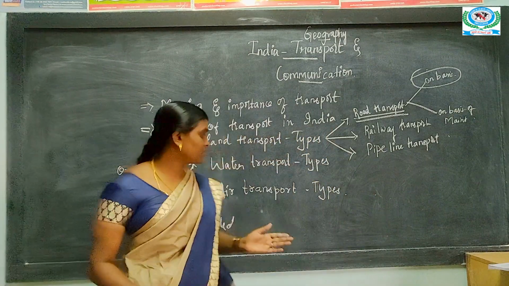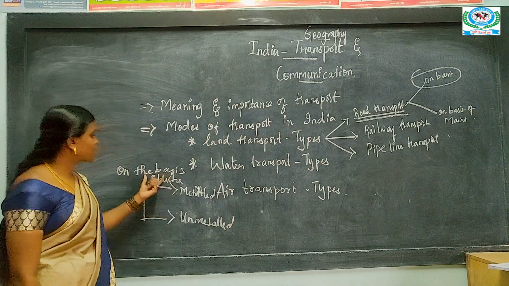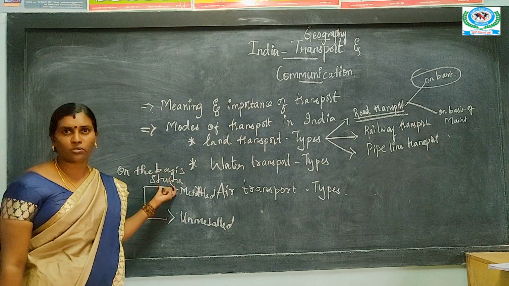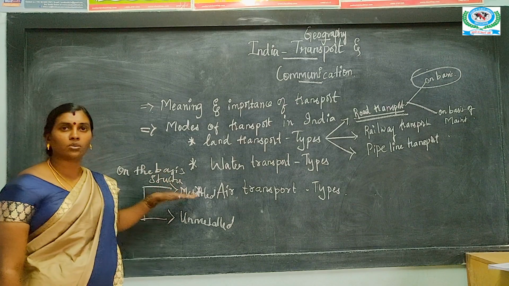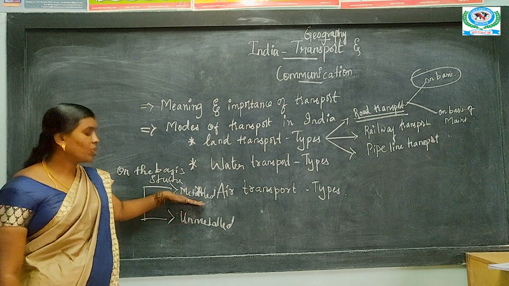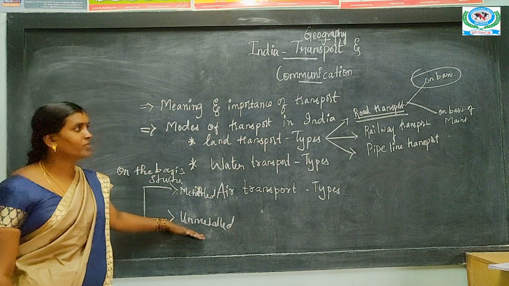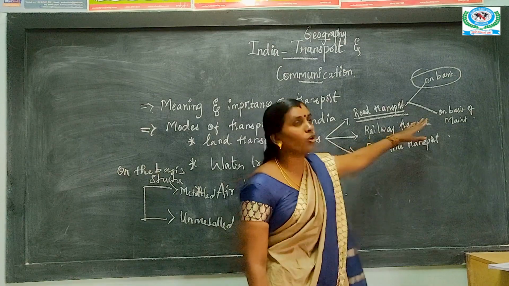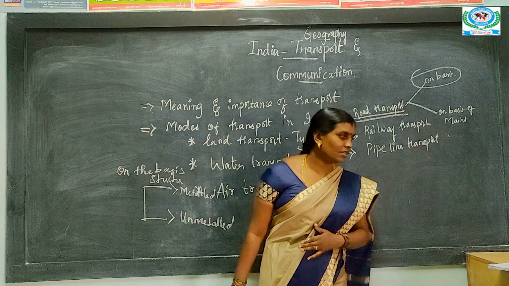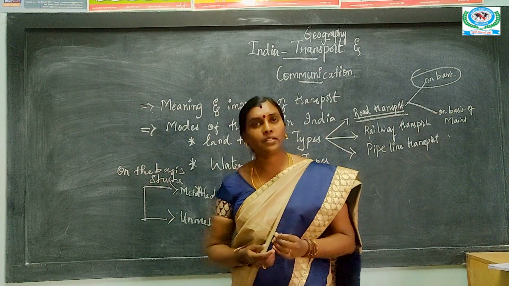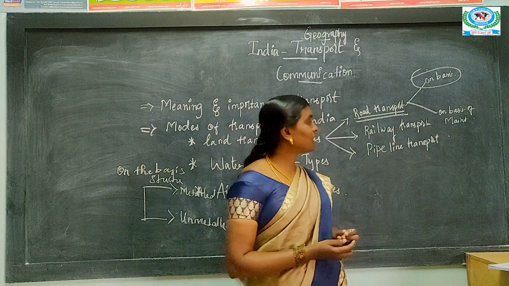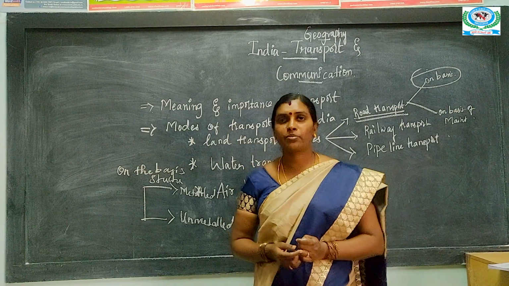So these two are the roads classified on the basis of the structure. On the basis of the structure, the road is classified into 2: one is called metal road, the next is called unmetal road. The next type is on the basis of maintenance. On the basis of the maintenance, the road is further classified into types.